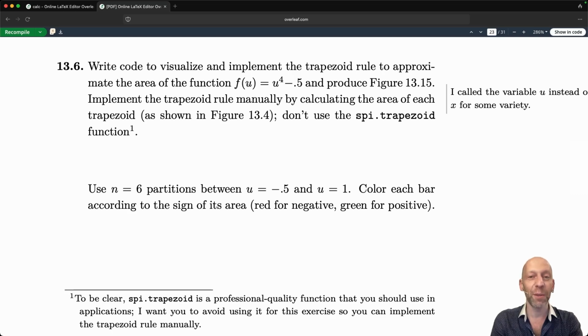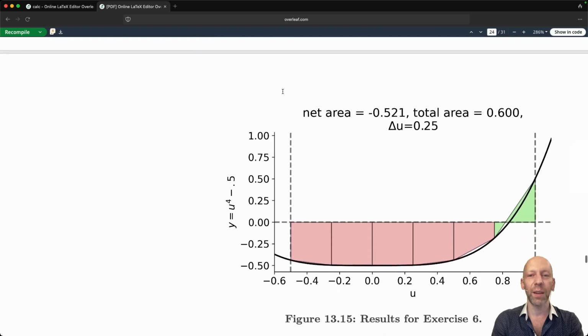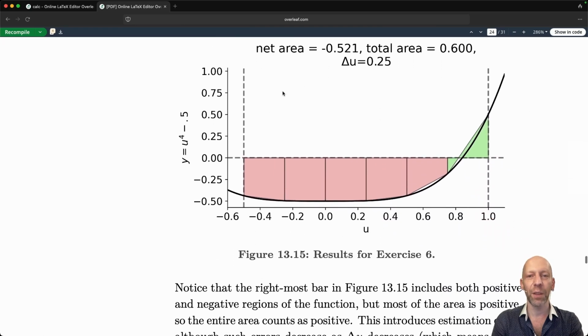So f of u is u to the power of 4 minus 0.5. So that's just a fourth order polynomial, and then it's shifted down a little bit on the y-axis. You should use 6 partitions between these bounds, minus 0.5 and 1. And then you can color each bar according to the sign of its area. So you're going to create a figure that looks like this.